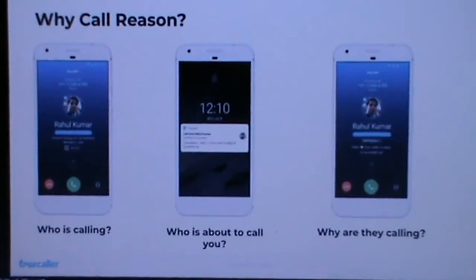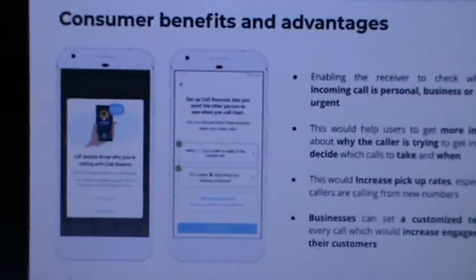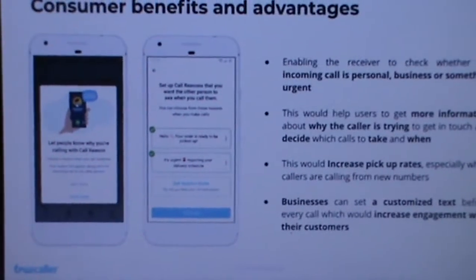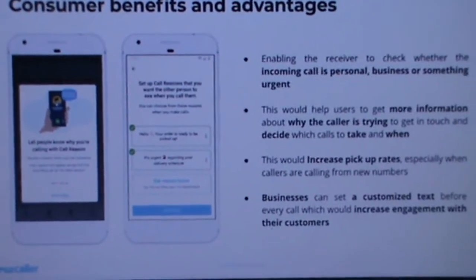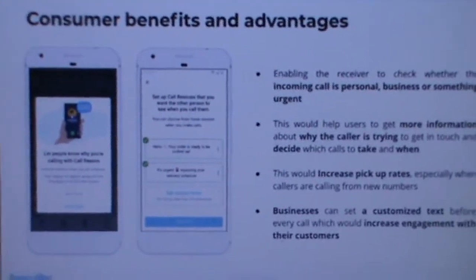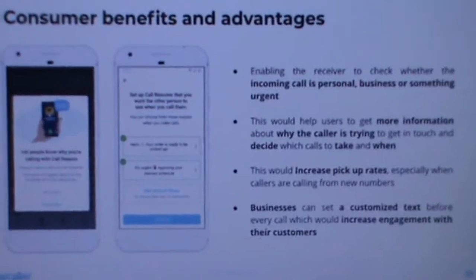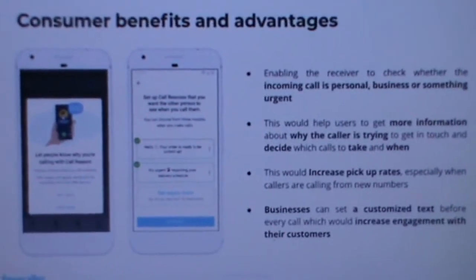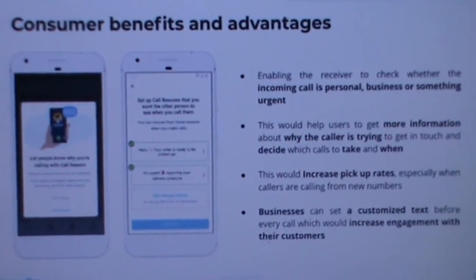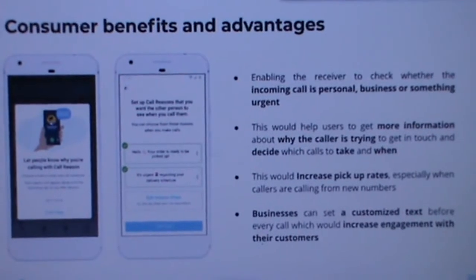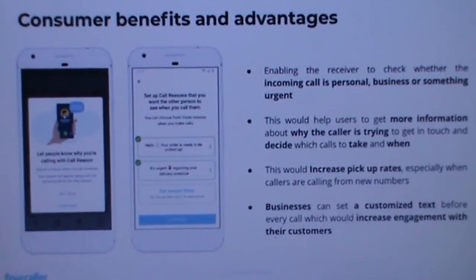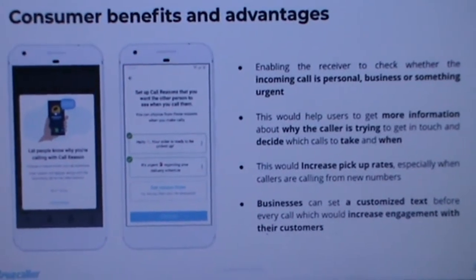Apart from user demand, I would like to bring attention to the individual benefit as a consumer, what benefits and advantages I am getting. Obviously it enables the receiver to check what call it is, whether it is personal, a business call, or something urgent. By reading the context, by reading the message, I can sense it out. It also gives me more information on why the caller is trying to get in touch, and it gives us the power to decide whether I should accept this call or dismiss it.